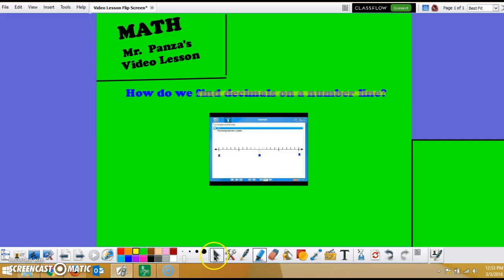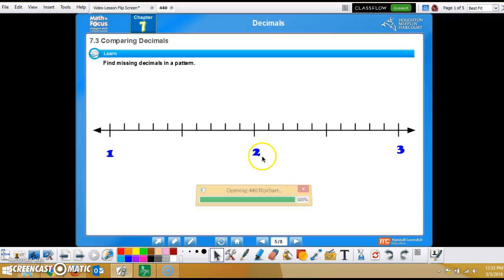Now, we learned how to find fractions on a number line, and similarly, you can find decimals on a number line if you're dealing with a whole number. For example, on our number line here, you have the whole numbers 1, 2, 3. And you remember the steps for finding fractions on a number line.